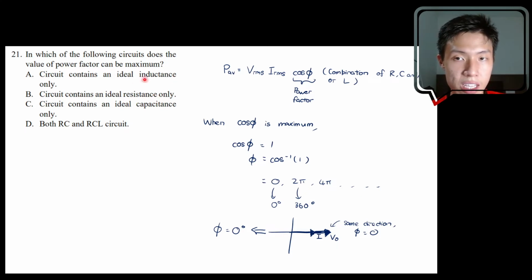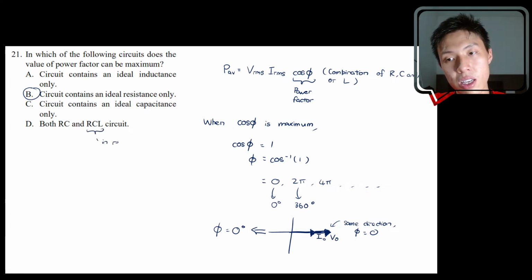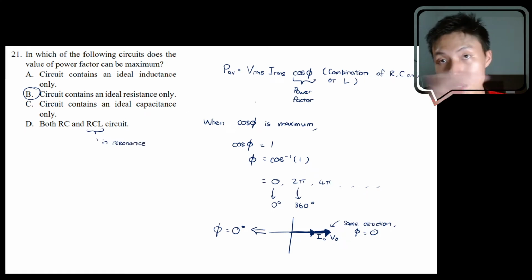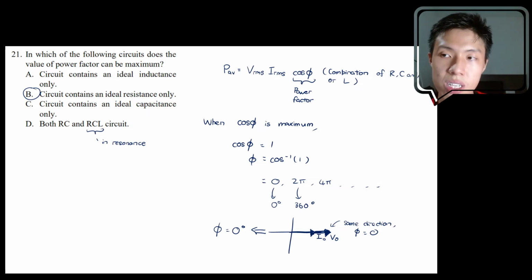If it contains ideal inductance, then the voltage will be pointing upwards. If it's containing an ideal capacitance, it will be pointing downwards. But now we want the angle phi to be equal to 0. We want the current and the voltage to be pointing in the same direction. And that only happens when you have a pure R circuit or when you have an RCL circuit in resonance. If you have an RCL circuit in resonance, then the X_C and the X_L will cancel each other out. Then your impedance will just be pointing towards the direction of current. So this is how you solve this question.